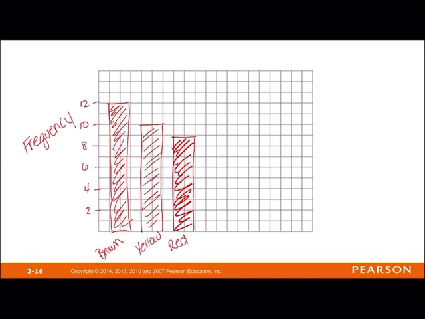Our next color was orange, and orange had 6. Again, skip a bar over. That's orange. And my next one was blue, and blue had a frequency of 3. And that's blue. And then lastly, we had green, and green had a frequency of 5.